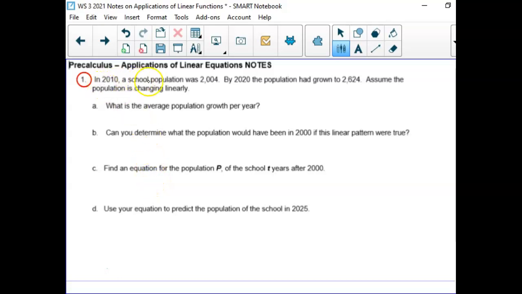It says in 2010, a school population was 2,004. By 2020, it had grown to 2,624. Assume the population is growing linearly. What is the average population growth per year? Okay, how many people?